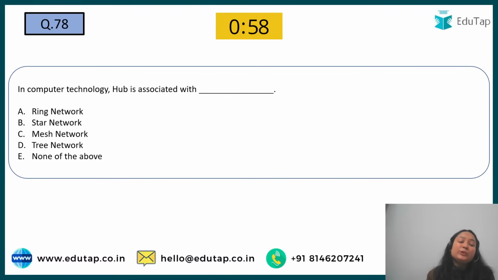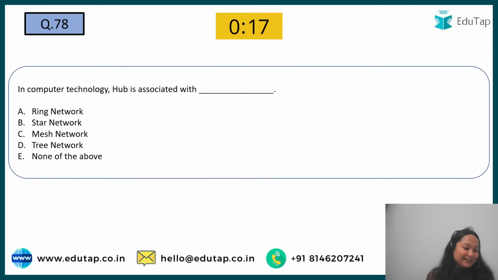Now, in computer technology, hub is associated with what? Basically this question is related to topology. Topology is the arrangement of the connections. We have different types of topology. The very basic one is bus, where we have a main backbone and the rest of the computers are directly connected to it. Then we have the ring one. In ring, basically every device is connected to two other devices. Then we have the mesh network. In mesh, basically all the devices are connected to every other device. Sorry, I'll tell you what, give me the answer, otherwise the answer will come out.